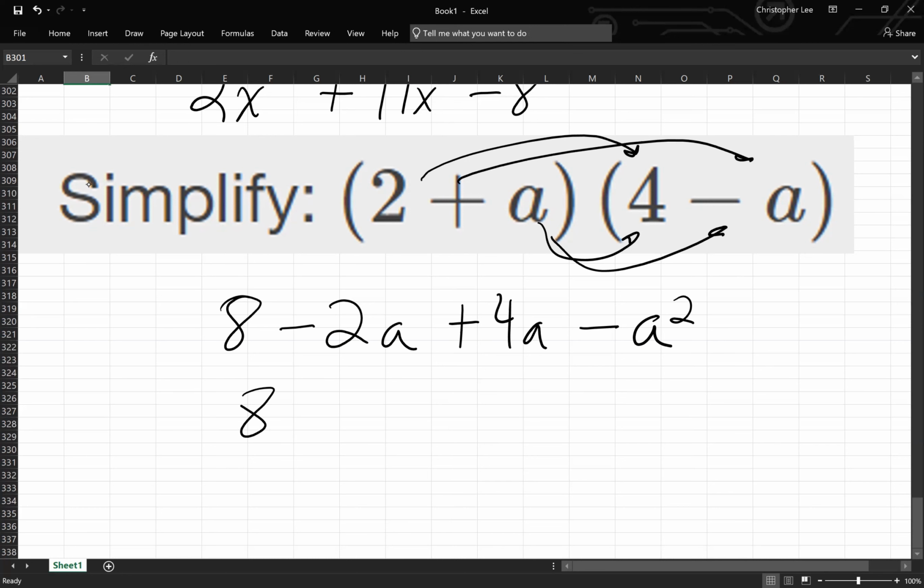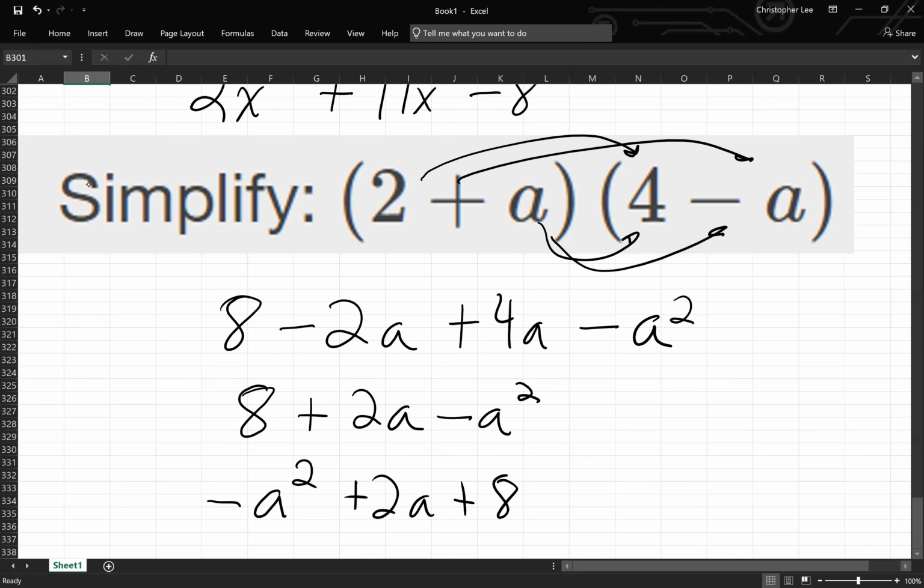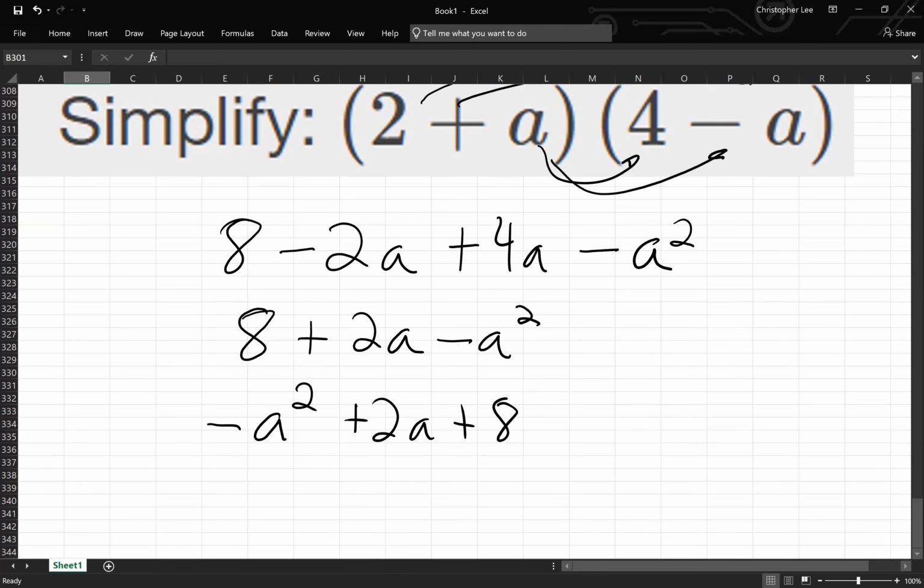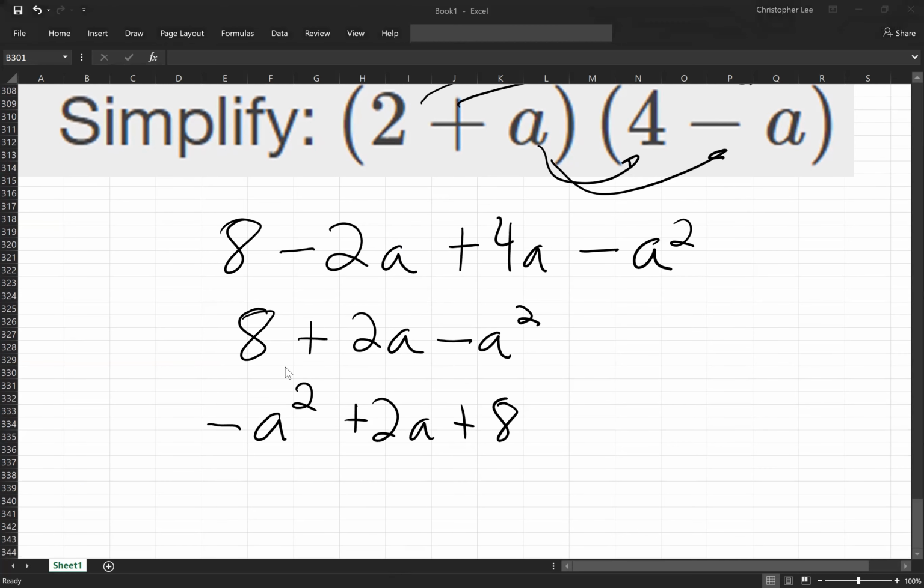So I have 8, right? And then what's the middle? Okay, plus 2a minus a squared, all right? I'll take it. I mean, technically it should be negative a squared plus 2a plus 8. Technically, that's the way it is, but if you gave me the other one, I would give you credit for that. That's fine.